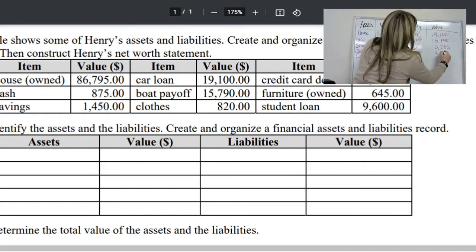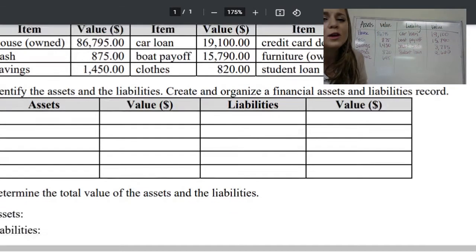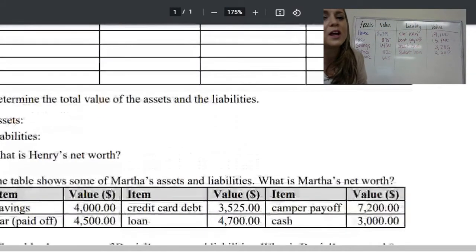Okay, so we've got our table filled out. Now, if we come down here and look at number 2, it wants us to determine the total value of the assets and the liabilities. So let's add all these up and see how much he owes.